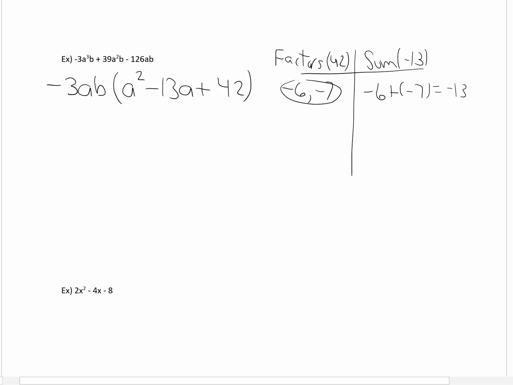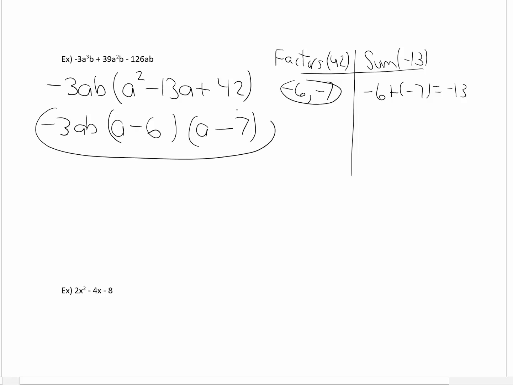So bring the greatest common factor down. Both are going to be negative. I break down a squared as a times a, and then 6 and 7. So I will not multiply this out to check your answer. That's something that you can do on your own.